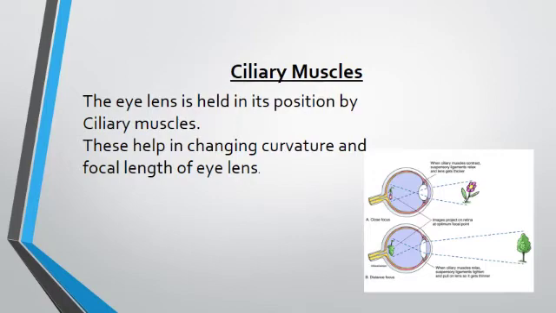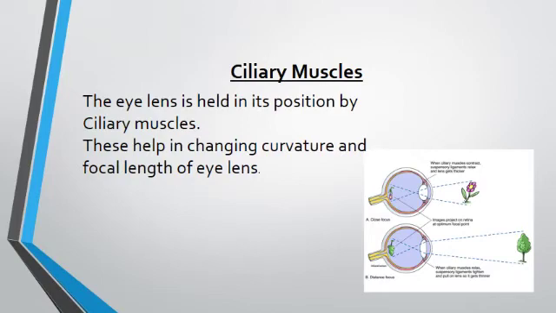Next part is ciliary muscles. You know that the eye lens is held in its position by ciliary muscles. These help in changing the curvature and focal length of the eye so that you can see nearby as well as far off objects clearly. Look at the diagram that is given on your screen.